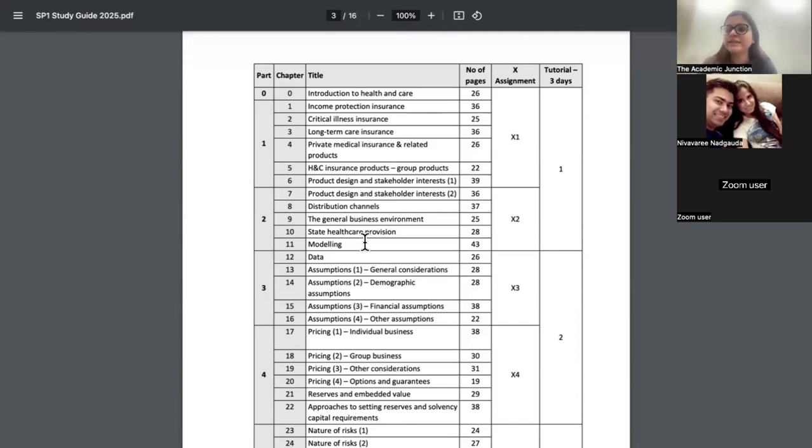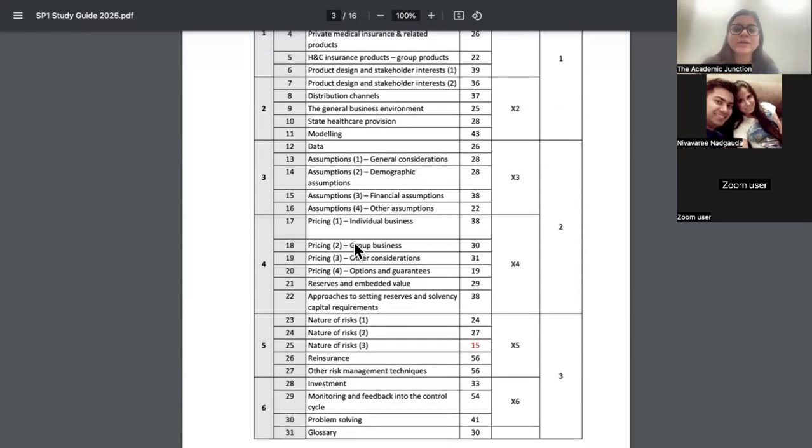Now we have state healthcare provision. That's a separate chapter, definitely important from an exam perspective. Now modeling, data and assumptions we have discussed together, okay. Again, assumptions, what happens is that solely a single question does not come on assumptions, meaning assumptions can be clubbed with pricing also, assumptions can be clubbed with risk as well, assumptions can be clubbed with investment as well.